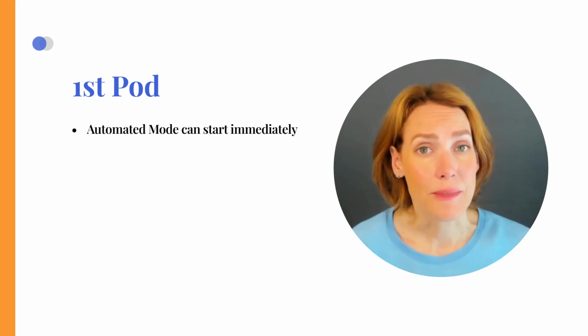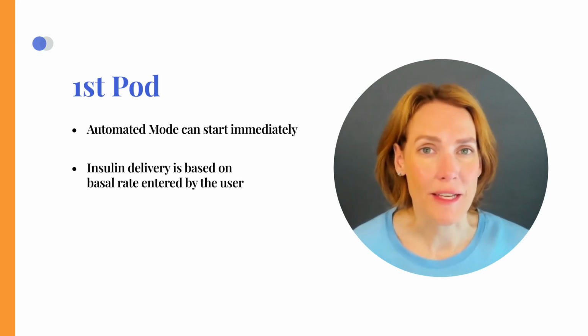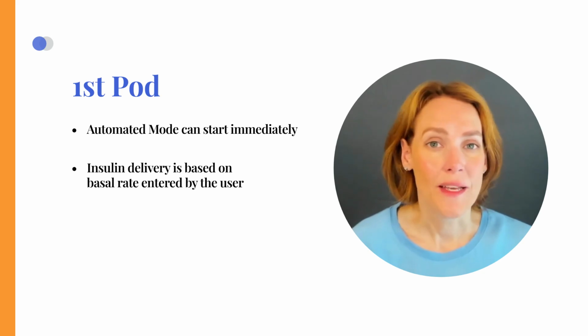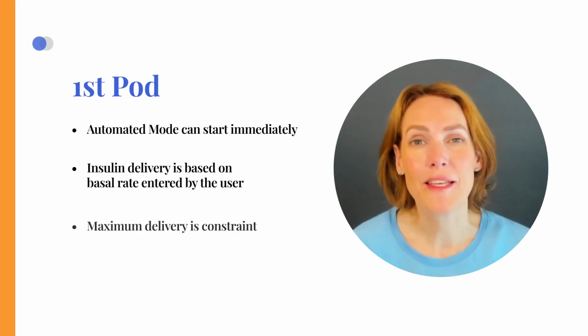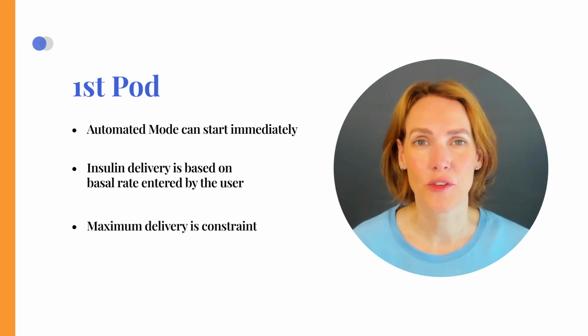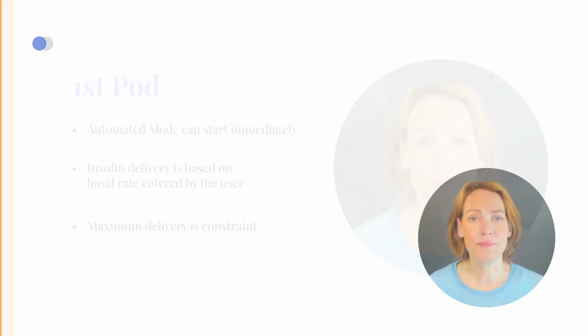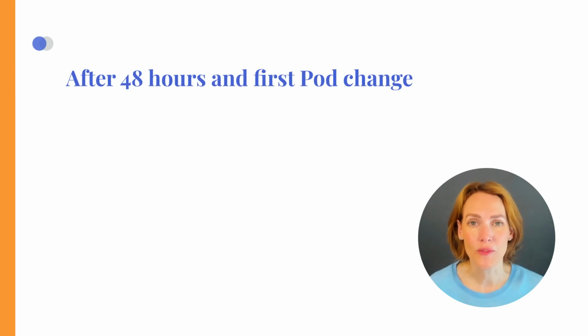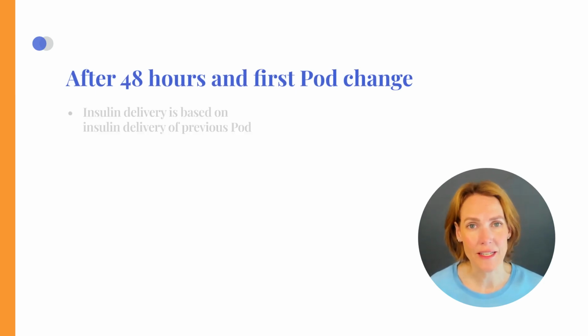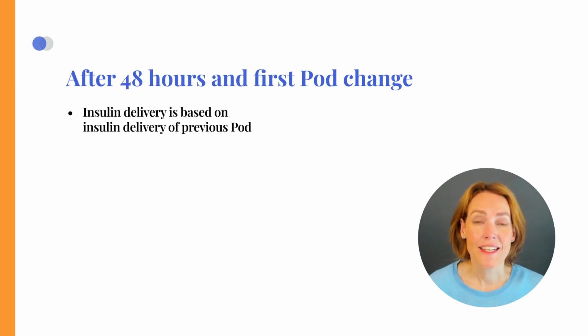When initiating the Omnipod 5 system, you will have to enter starting settings including basal rates. Automated mode can be started immediately, and the system will base the magnitude of basal rate adjustments on the basal rate provided, although the maximum delivery is more constrained with the first pod for safety. After 48 hours of use and the first pod change, the system will use the historical basal insulin delivery as a base for the automated basal insulin and further adjust to individual needs thanks to machine learning.